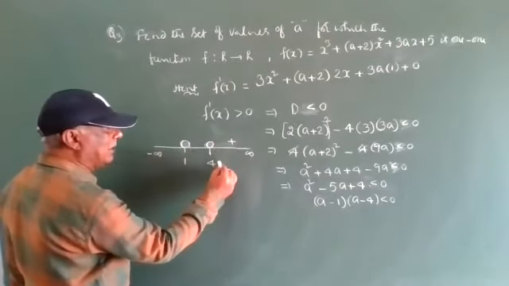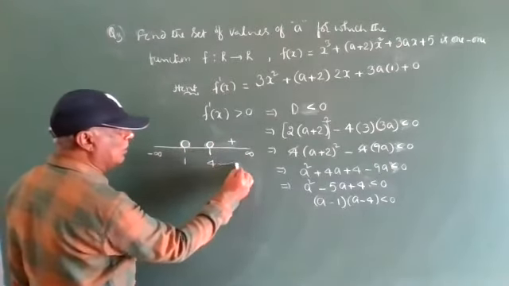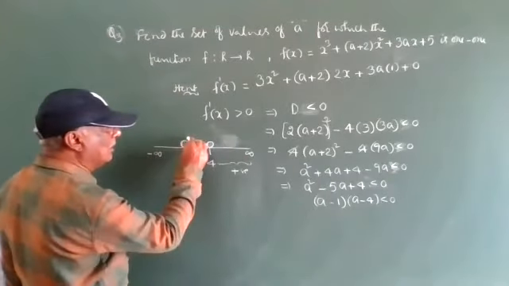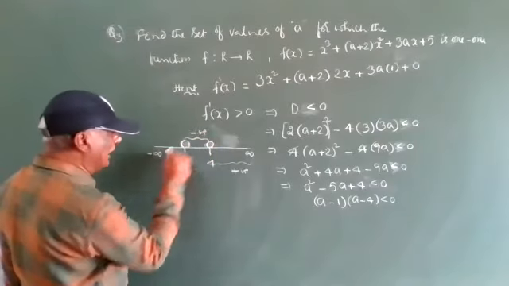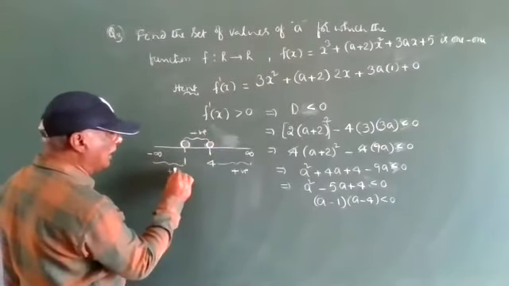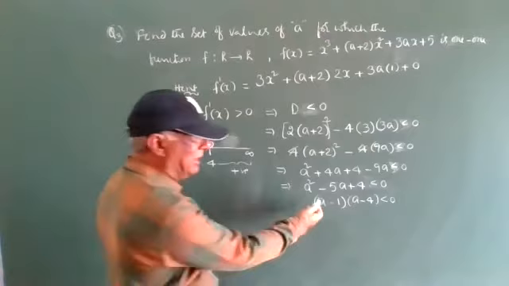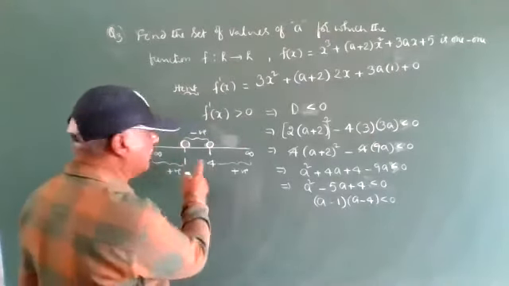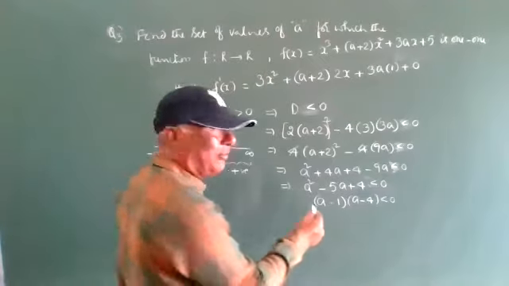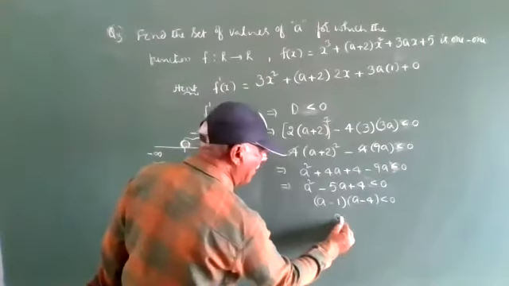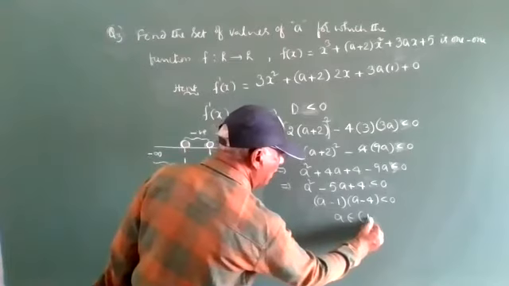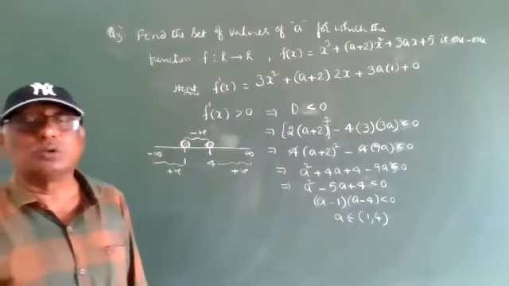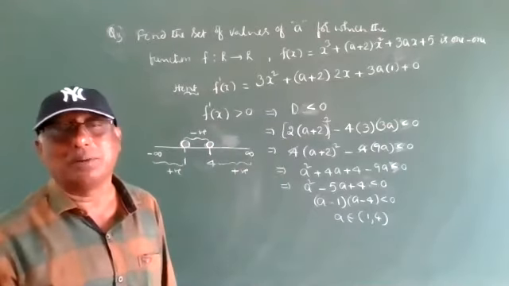This condition is positive, and this is positive. The last corner is positive. This is negative, and this is positive. Required is less than, meaning this side is negative. Negative lies between 1 to 4. Therefore, we should write a belongs to not including 1, not including 4. That is, a belongs to (1, 4) is the answer.